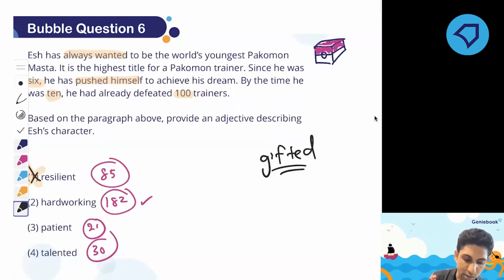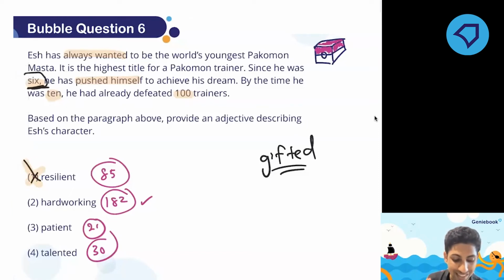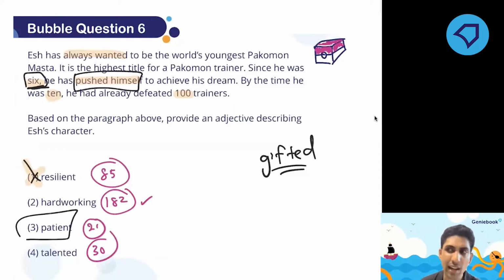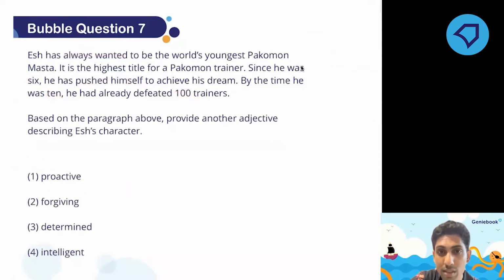He is hardworking because from the time he was 6, he pushed himself. Some 30-year-olds can't even push themselves out of bed. Definitely hardworking. Patient? I honestly don't think he's patient. He didn't wait. He started at 6, guys. That's early. So no, not patient. Talented? Could be. It could be he's talented, but we're not sure, so we don't put that in. Okay? Same passage, different question. Bubble question 7, go.